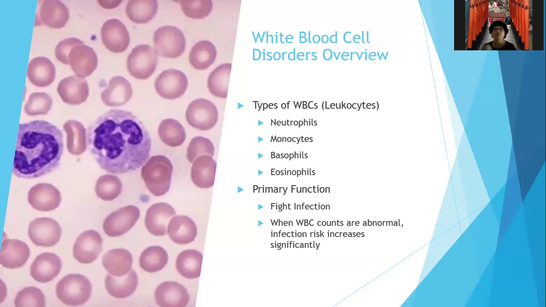So if you have certain things going on, you're going to have elevated eosinophils, like allergic reactions. If you have decreased neutrophils, which is also called neutropenia, you are at more of a risk for infection. A lot of people who are undergoing chemotherapy or radiation have neutropenic precautions. The primary function of white blood cells, leukocytes, is to fight infection. So when white blood cell counts are abnormal, infection risk increases significantly. We also have those lymphocytes, if you remember those, B cells and T cells, that are major players in the adaptive immune system as well.